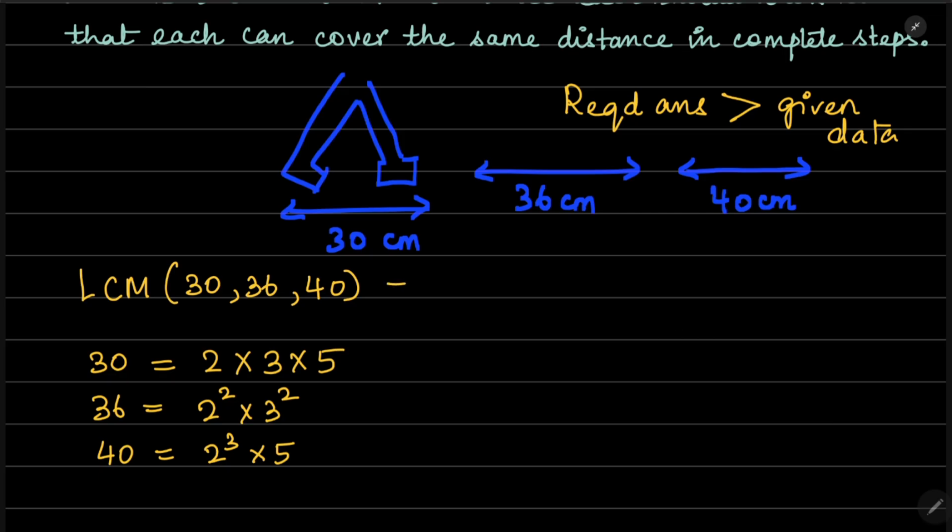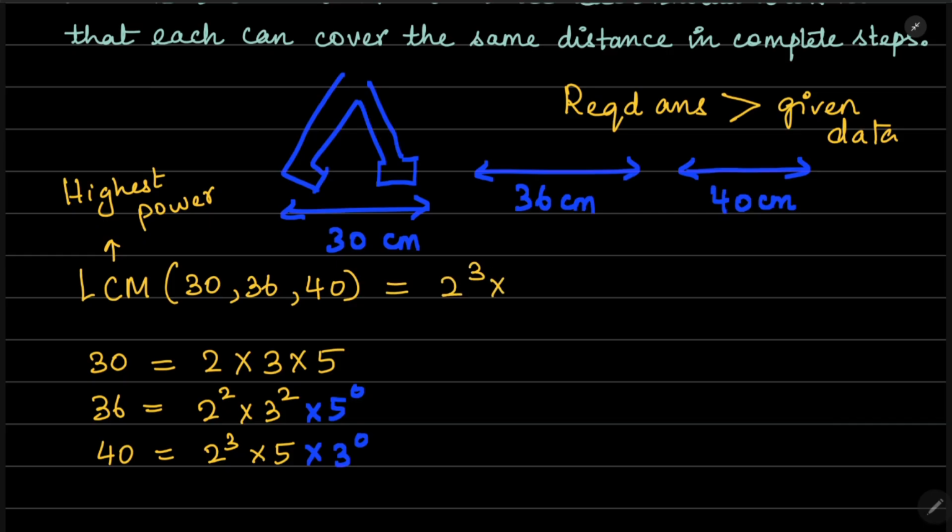Now tell me, what is the LCM? Before finding the LCM, let us make the factors common. So here I'll write 5 to the power 0. Here I'll write 3 to the power 0. For LCM, you have to take the highest power of each of the common factors. So for 2, what is the highest power? Look at this: 2 to the power 1, 2, 3. So the highest power is 2 cube, 2 to the power 3.